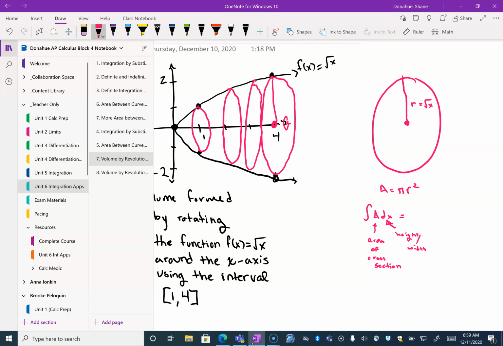So when we do this integral, then we're going to be doing the integral of pi r squared, right? I was a little sloppy here. This should say A(x), dx and r(x).